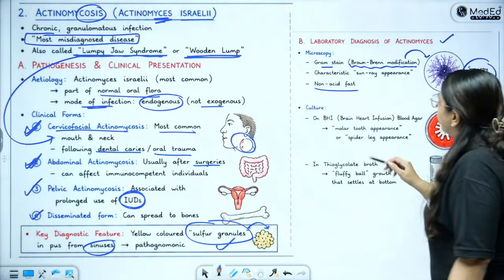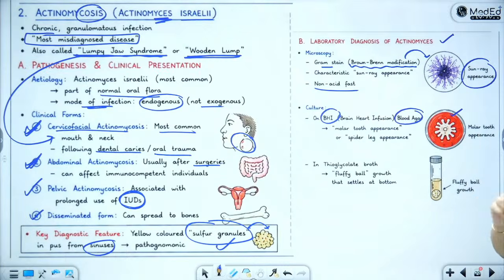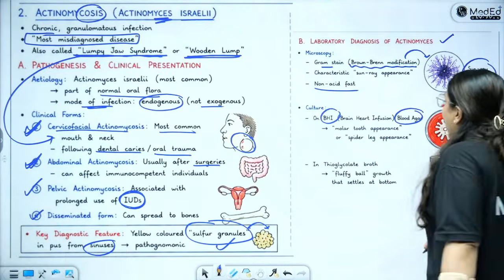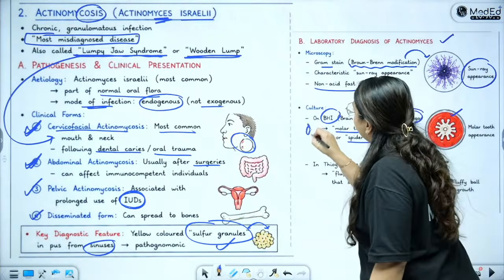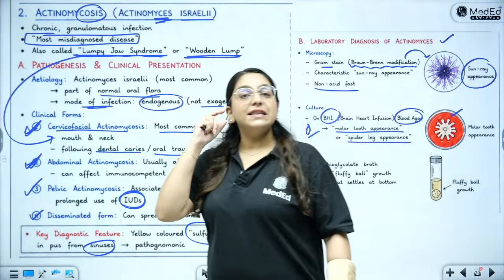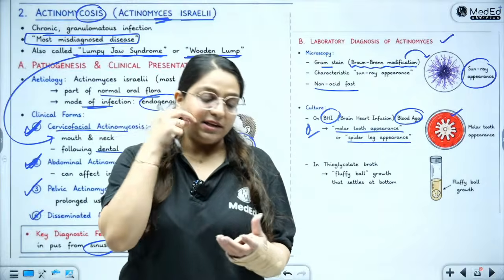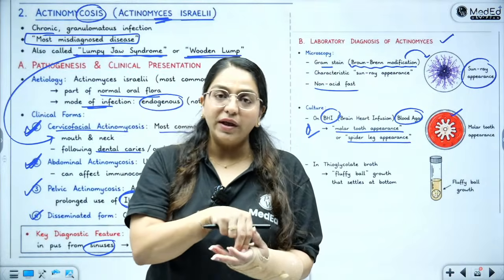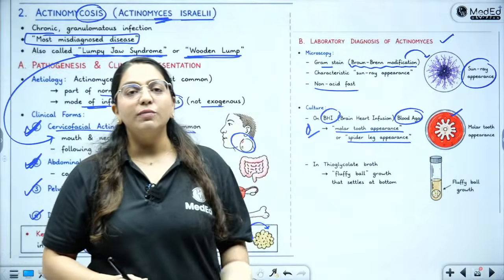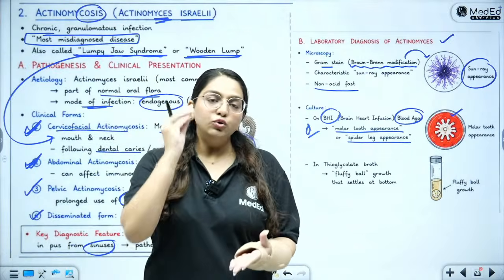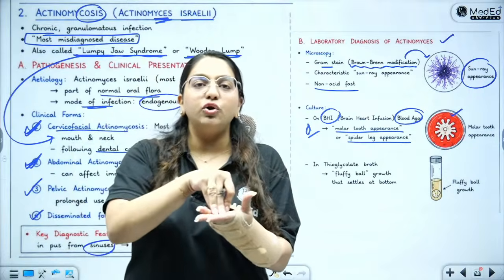Culture in what? Brain heart infusion blood agar. So I have a normal blood agar which I have enriched with the brain heart infusion, and we see the molar tooth colonies or the spider leg colonies. This is very, very important, right? So it causes lumpy jaw, and also on the agar plate it looks like the patient's teeth have fallen onto the agar plate. Okay, so lumpy jaw and molar tooth. Whenever you think of actinomyces, just do this. Whenever you do this, you will remember what we are talking about: lumpy jaw and molar tooth on the agar plate.